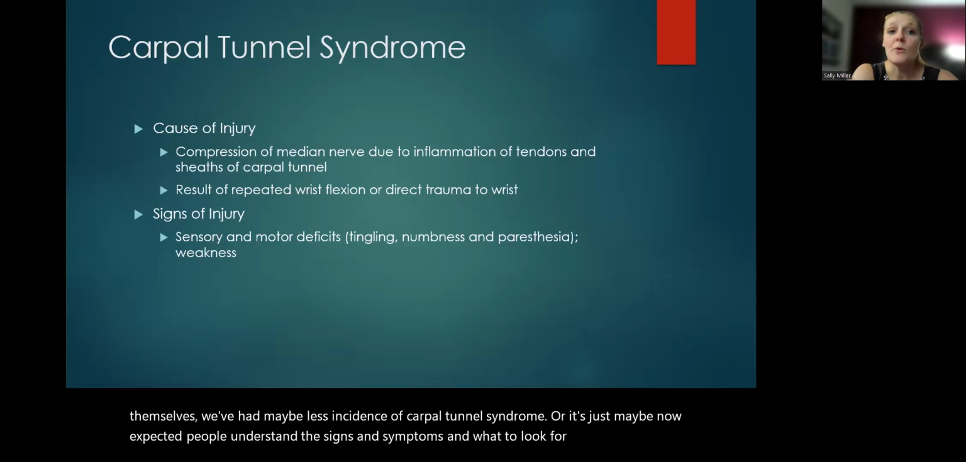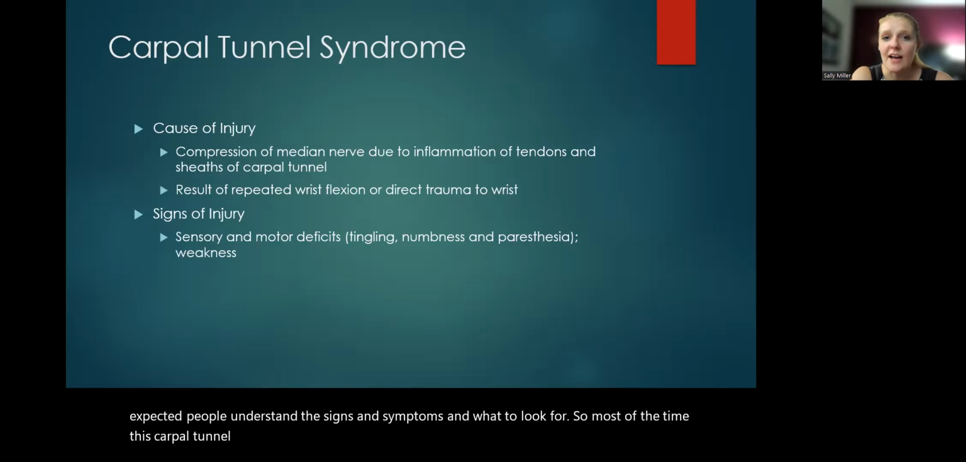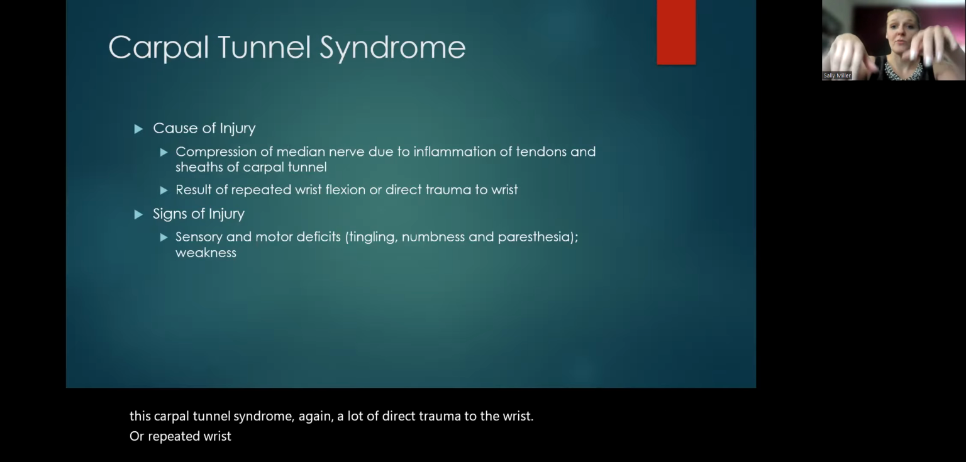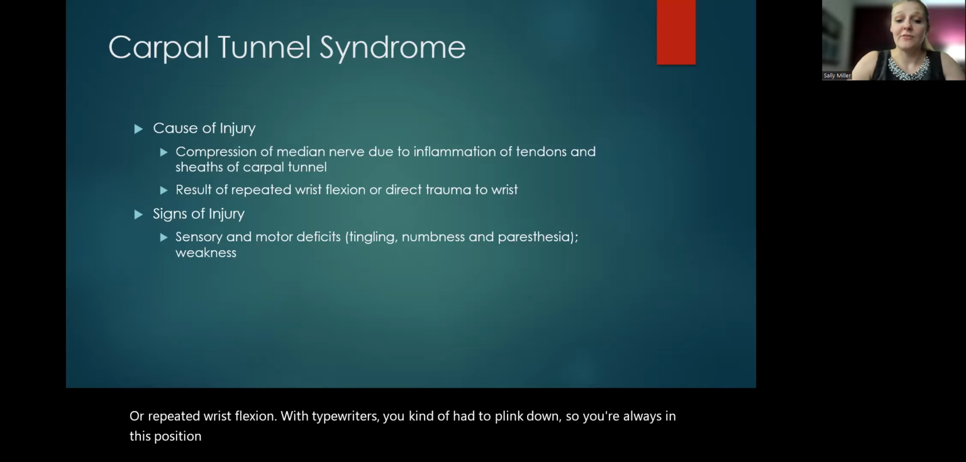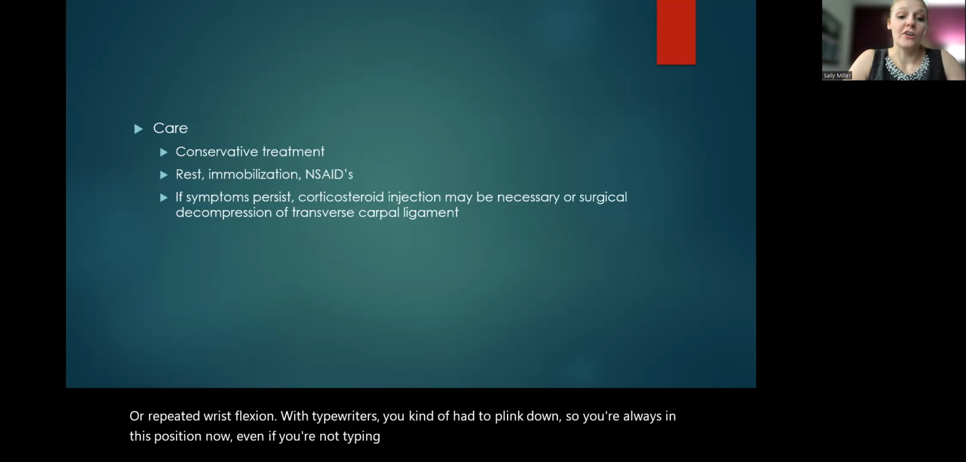So most of the time, carpal tunnel syndrome, again, comes from a lot of direct trauma to the wrist or repeated wrist flexion. With typewriters, you kind of had to plink down, so you're always in this position. Now, even if you're not typing properly, your hands will kind of be in some wrist flexion.